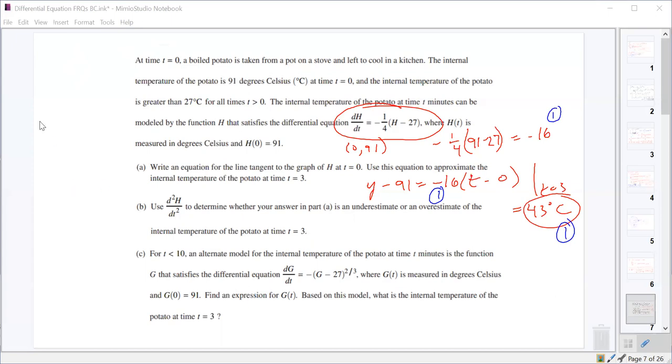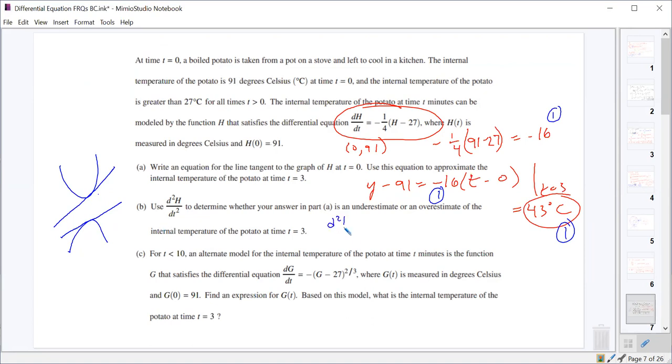All right, part B says use the second derivative of H with respect to t to determine if this is an underestimate or an overestimate. We want to remember that if we have a function that's concave up, the tangent line will be an under approximation. If we have a function that's concave down, our tangent line will be an over approximation on that interval. So we just have to find the second derivative.